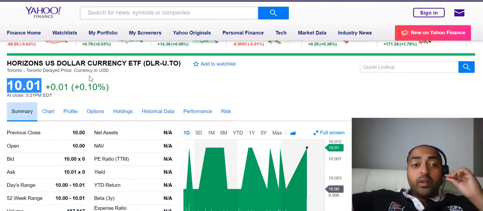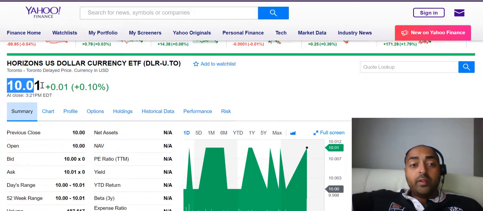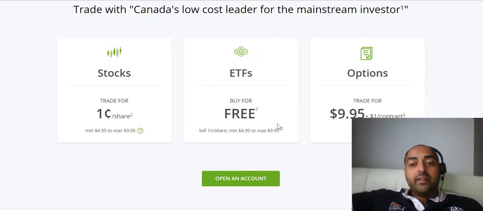What's great about it is obviously you avoid the conversion fee, and it could go your way because this ETF could go up, so you end up with more US than you expected. The same could happen the other way, it could go down and you end up with less. But what's great about it is with Questrade, buying ETFs is free.